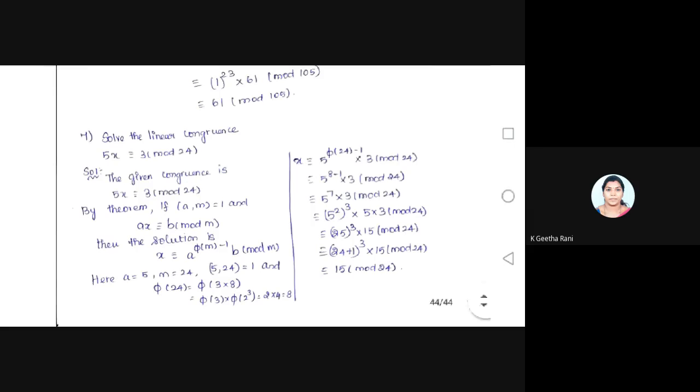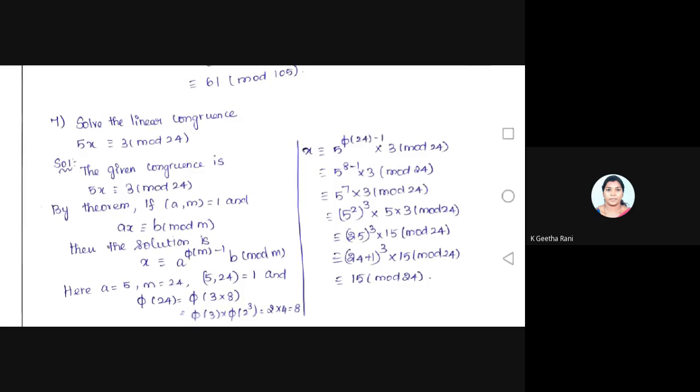Then the solution x is congruent to 5 power phi of 24 minus 1 into 3 under mod 24. Phi of 24 is 8. So 5 to the power 8 minus 1, that is 7. So 5 power 7 into 3. So 5 power 7 can be written as 5 square the whole cube into 5.